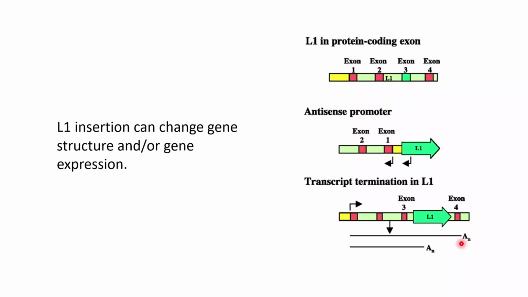Or the third one, if you have the L1 element inserting, let's say, between exon 3 and 4, the L1 element has a poly A tail, but you also have a poly A tail right here because of splicing variants and whatnot, then depending on which poly A tail you'll use during transcription to terminate your transcription, you'll end up having longer or shorter transcripts. And so this one, for example, could be inactive and this one active. And this is just because the L1 element itself has a poly A tail.